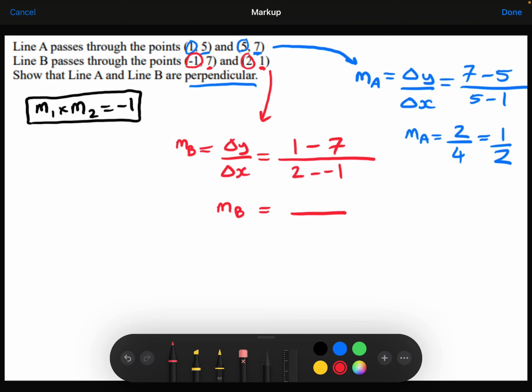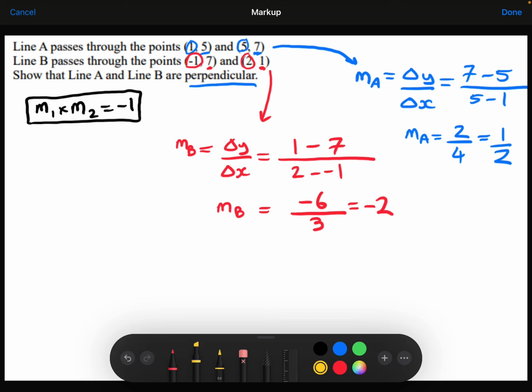One take away 7 is -6. 2 take away -1, so 2 add 1 is 3. So the gradient of line B is -2.